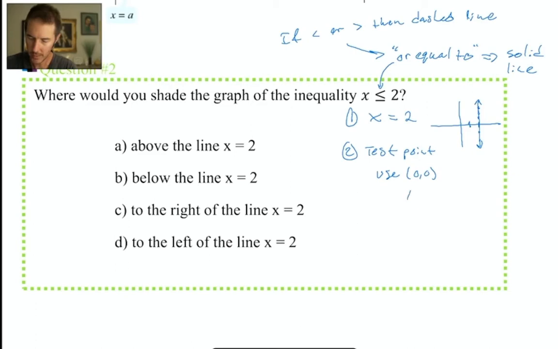So I'm going to plug in, I only need my x value in this case because my original statement does not have a y value in it. It just says x is less than or equal to 2. So let's plug in the 0. Is 0 less than or equal to 2? Yes, it is. It's true. So step number 3 will be shade the region that includes the test point.